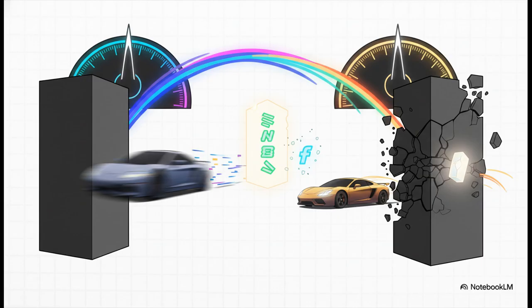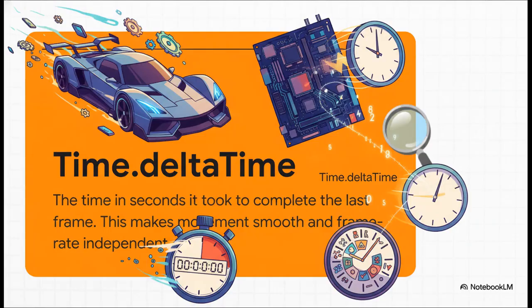But this is just a band-aid. There's a much better, more professional way to do this. The problem with our quick fix is that the car's speed is still tied to how fast the computer is. Someone with a super fast gaming PC would see the car move faster than someone on an old laptop. That's not fair. We need the game to be consistent for everyone.